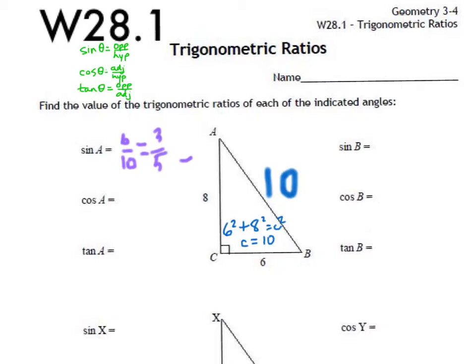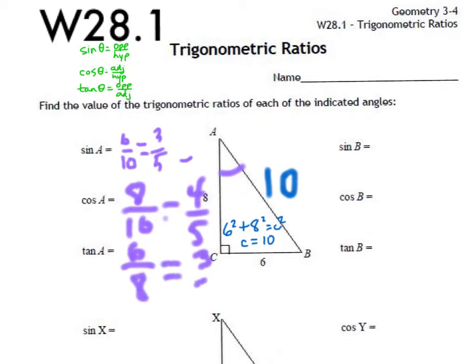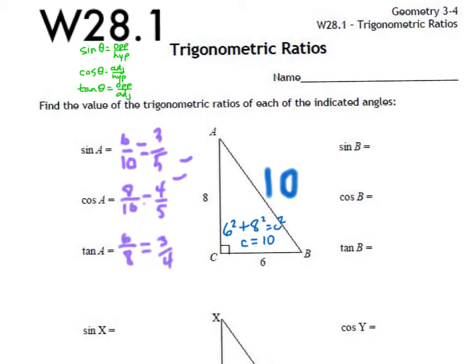Continuing, we get cosine is adjacent over hypotenuse. Adjacent to angle A is 8, and the hypotenuse is 10. That reduces to 4/5. And the tangent of A is opposite over adjacent, so that would be 6 over 8, and that's going to reduce to 3/4. Moving over to angle B.